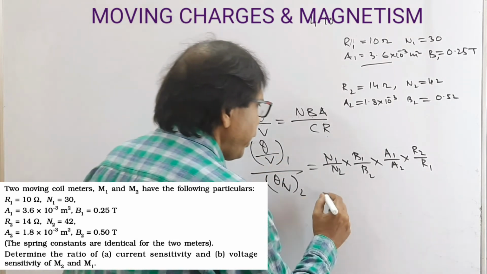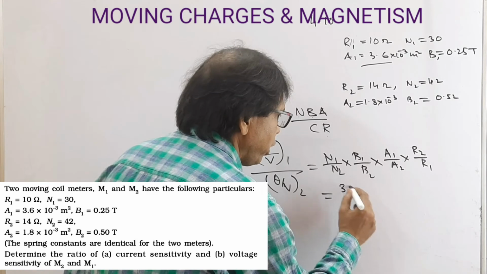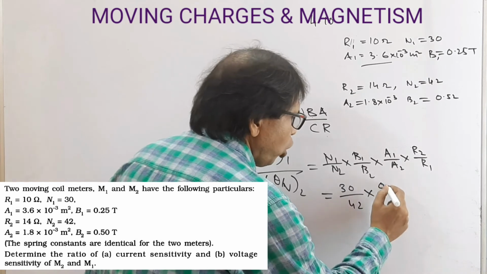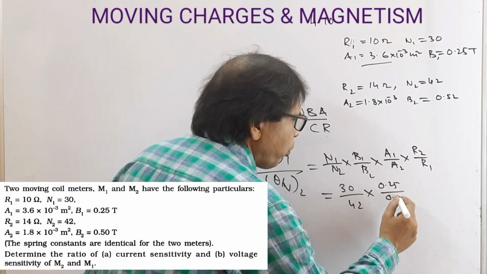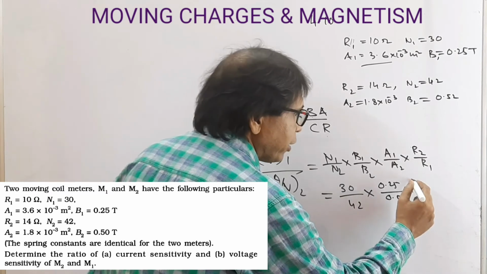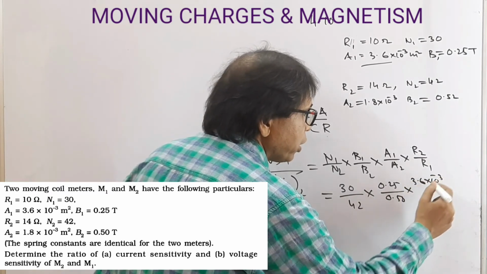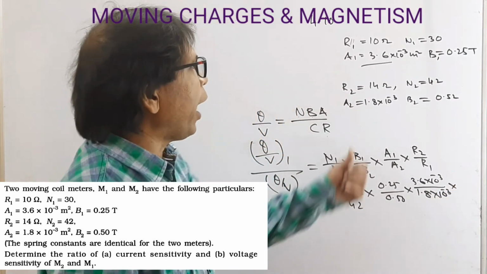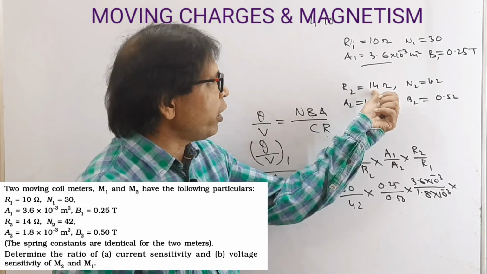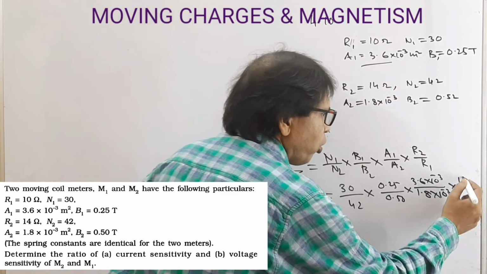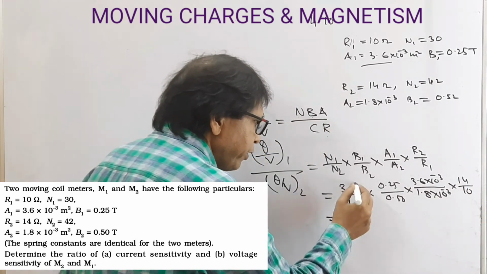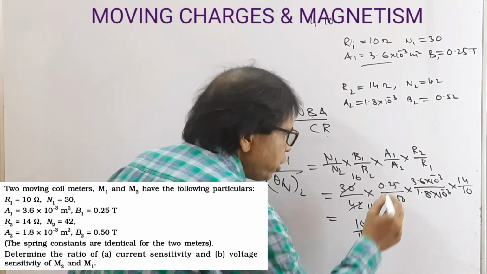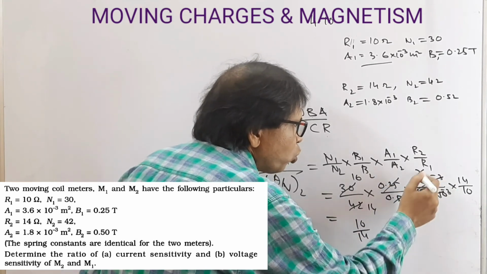Now put in the values. N1 by N2 is 30 divided by 42. B1 by B2 is 0.25 divided by 0.50. A1 by A2 is 3.6 × 10^-3 divided by 1.8 × 10^-3, and finally R2 by R1 is 14 by 10. Now look at 10 and 14: 10 by 14, this is 2, this is 2, so the 2 cancels out.